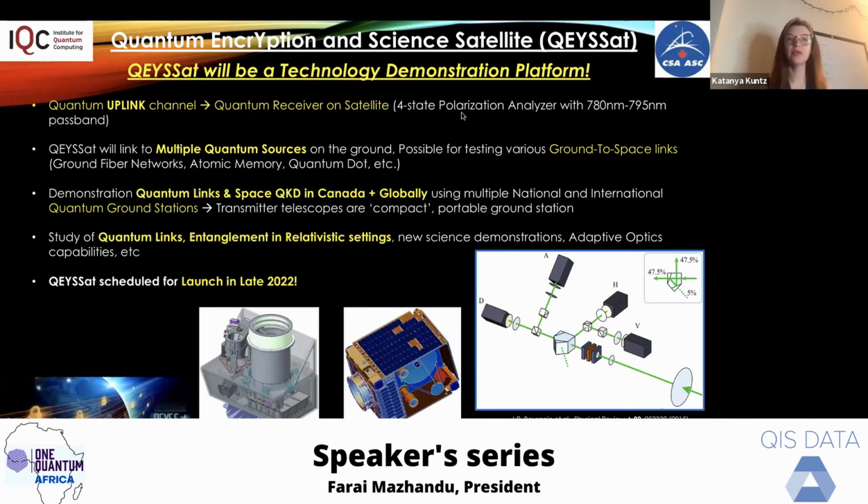So yeah, the quantum uplink channel, as I said, is what we're going to be doing, because the quantum receiver is on the satellite, and it is a 4-state polarization analyzer. And the receiver passband is between 780 and 795 nanometers. So if you would like to talk to the satellite, that is the wavelength that is acceptable.